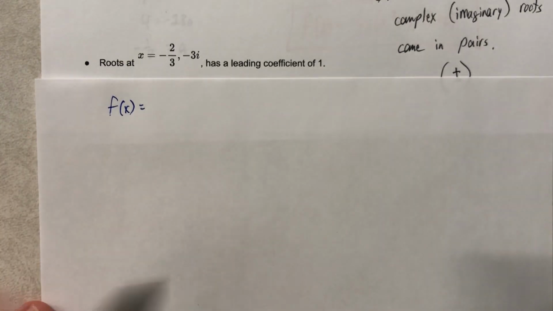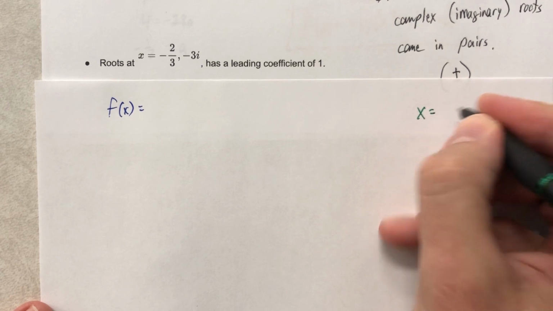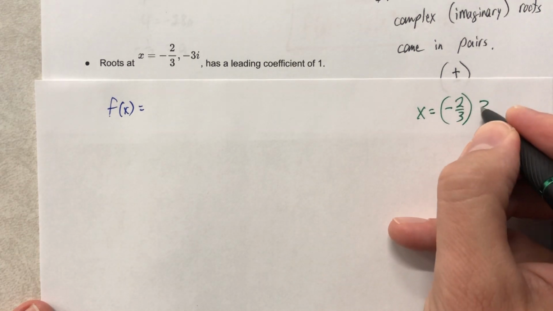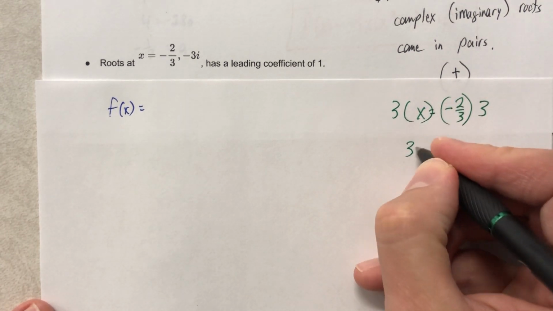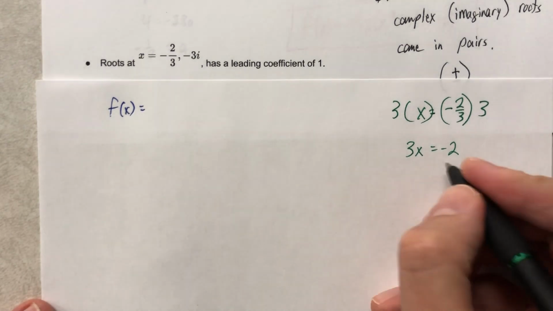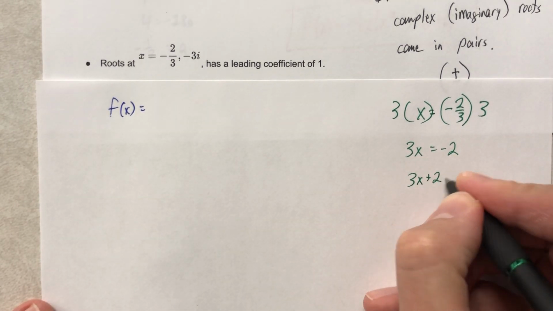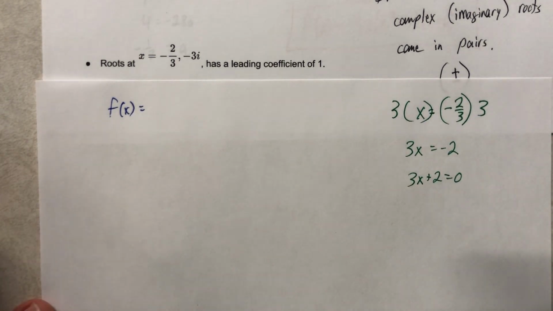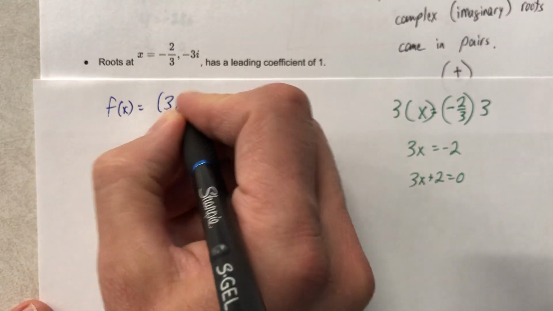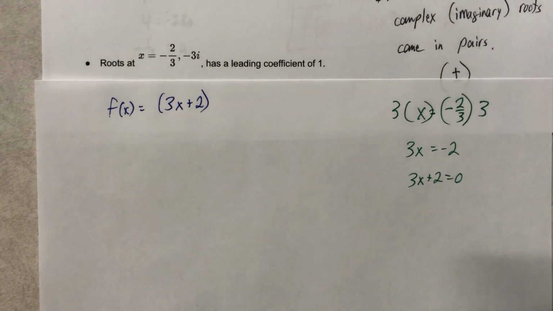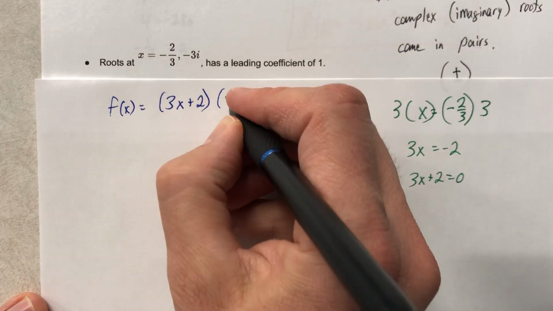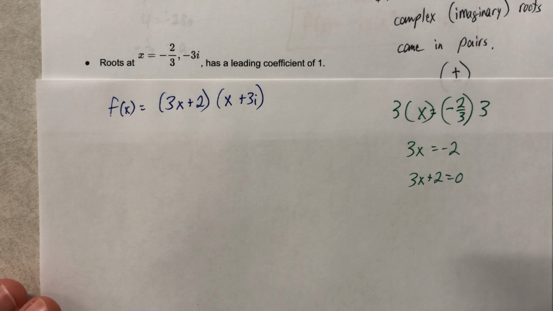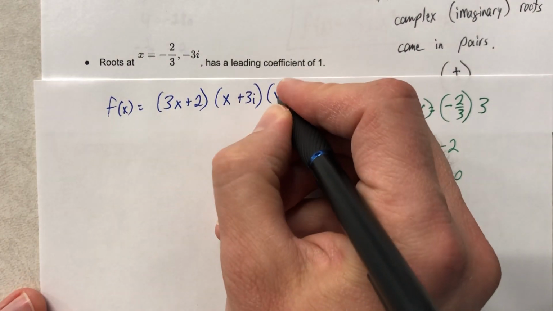So over here on the side, we're going to say x equals negative 2/3. Well, if x equaled negative 2/3, we can multiply both sides by 3, and we'd have 3x equals negative 2, and we'd add 2, and we'd have 3x plus 2 equals 0. You can do all that in your head if you like, but I'm just showing you the process that would lead you there. So we have 3x plus 2. And now we're going to have x plus 3i. And we're also going to have, you know where this is going, x minus 3i.